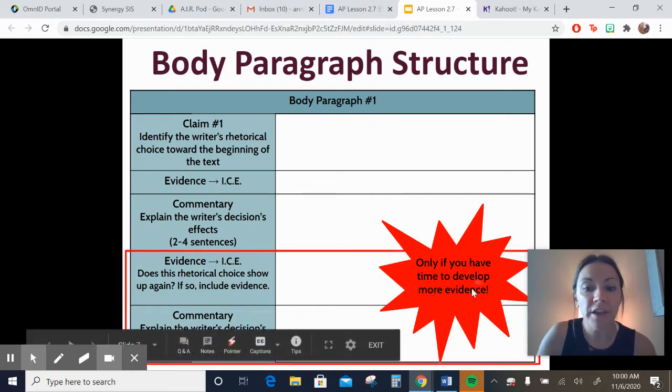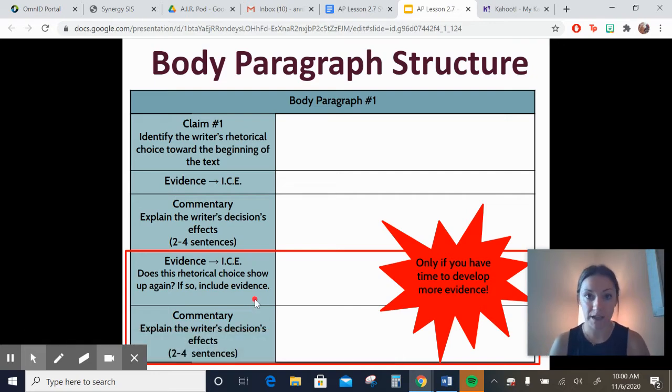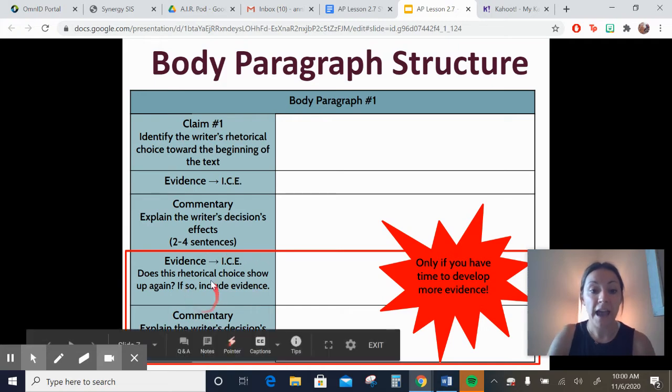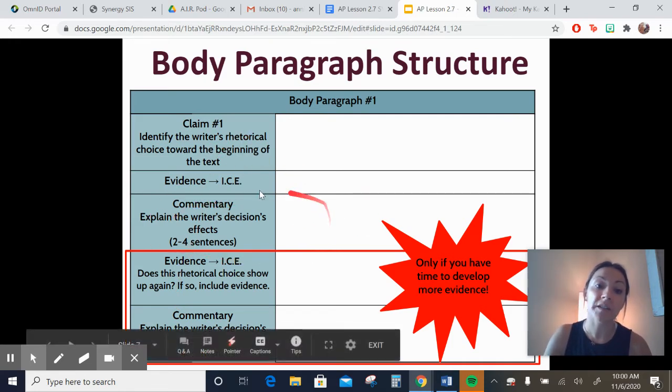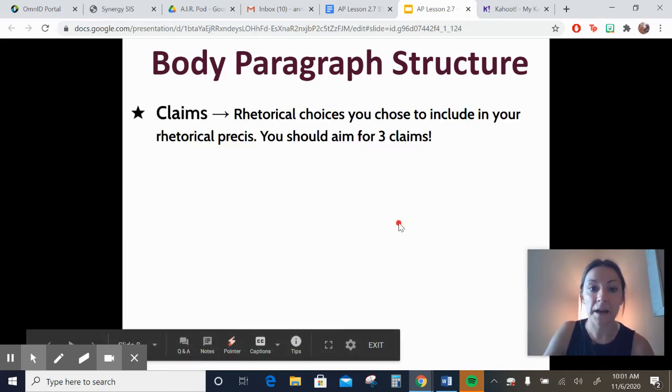Okay, so only if you have time to develop more evidence, then you can add more evidence of this same rhetorical choice. Again, think about you only have 40 minutes to write this essay, and not even that because you have to read through the prompt and then write your essay. So if there's another instance of this rhetorical choice showing up, you can provide another example of evidence and then again, comment on that and how it affects the overall argument. But if you don't have time, then just worry about that one piece of evidence and commentary. We'll look at an example here in a moment.